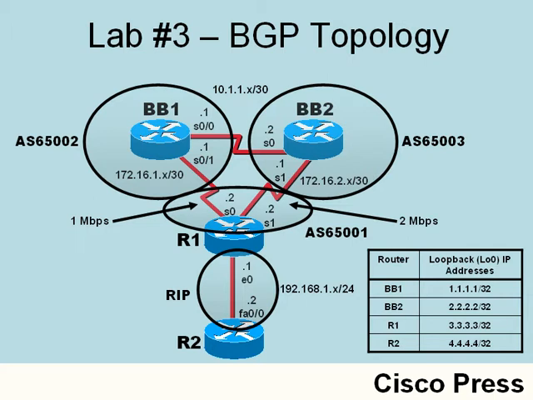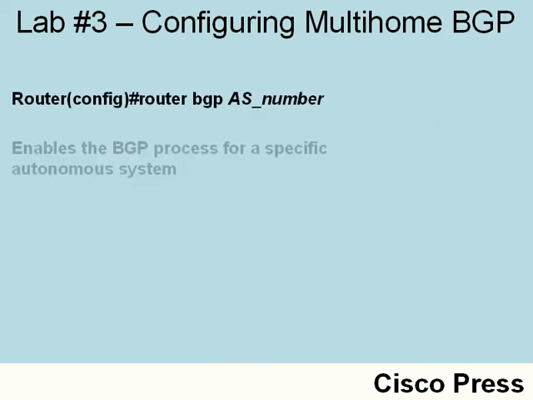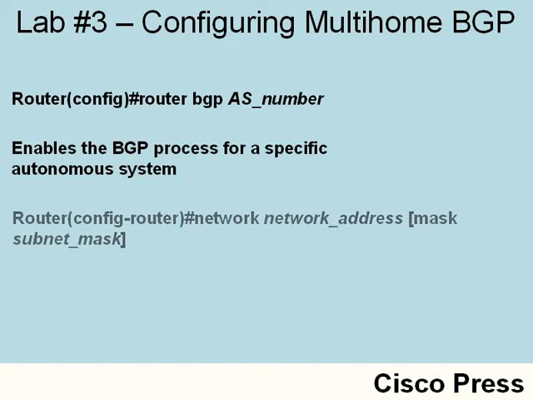Let's take a look at the syntax we're going to be using to set this up. First, we'll want to visit all the routers that are running BGP, specifically BB1, BB2, and R1. On those routers, we will want to enable the BGP routing process with the command router bgp followed by an autonomous system number. The autonomous system numbers, by the way, were on that previous diagram that we just saw. This command takes us into router configuration mode. It's from router configuration mode where we can do things such as specifying the network that we want to advertise inside of this BGP process.